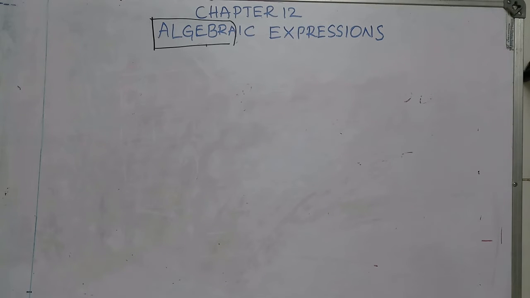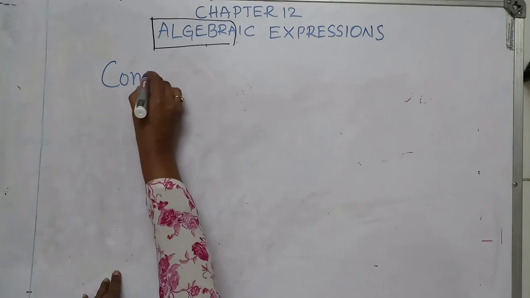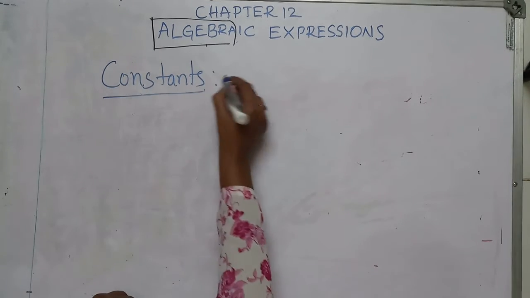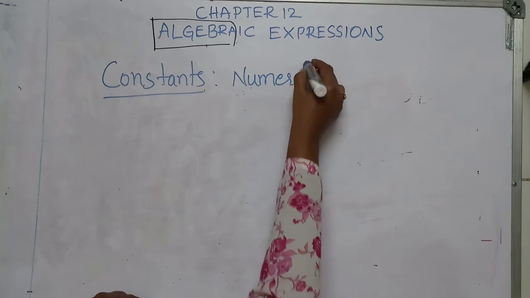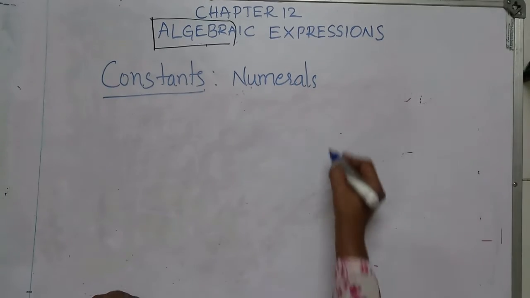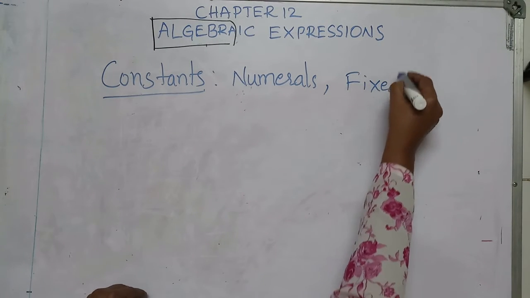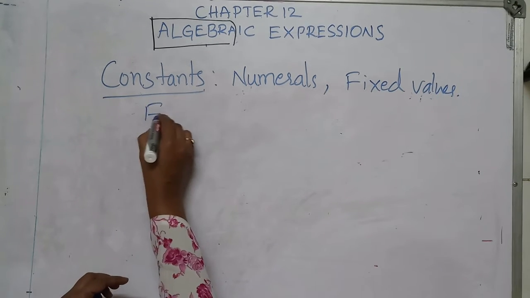Algebra. In algebra last year you learnt about what are constants and what are variables. Now let us make the list. What do you mean by constants? Constants are nothing but numerals. They are numerals having fixed values. They will not change in any way. Wherever you are using these numerals, they will not change. I can say they are fixed values.